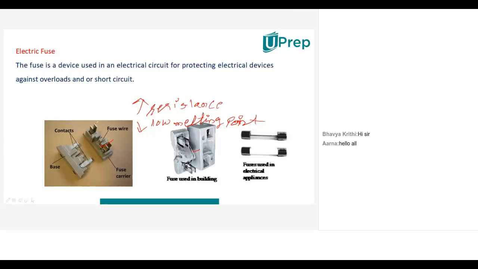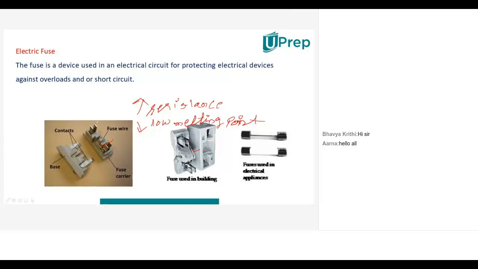Overcurrent also will reach your appliances, and thereby what happens? Whatever devices are there will get damaged, isn't it? So that's why you need a low melting metal. Low melting means at very small temperatures only it must melt. That means the solid must be converted into liquid very quickly. So that's why a low melting point must be there.